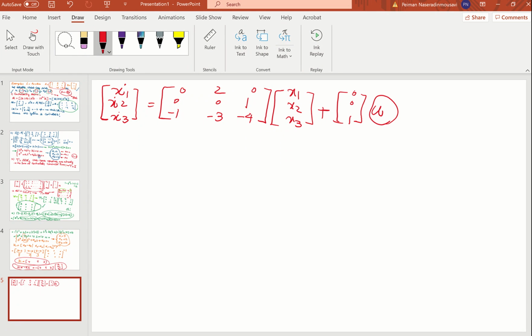That's right. So if I simplify this, ẋ1 is equal to 2 x2, ẋ2 is equal to x3, and ẋ3 is equal to minus x1 minus 3 x2 minus 4 x3 plus u. Understand?